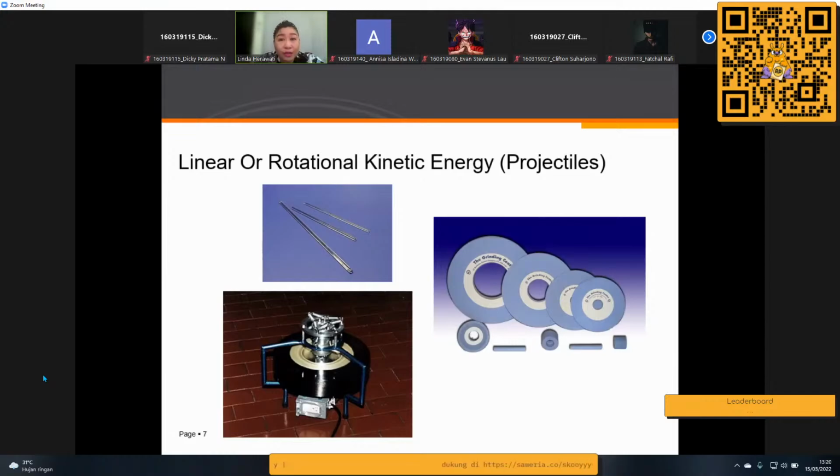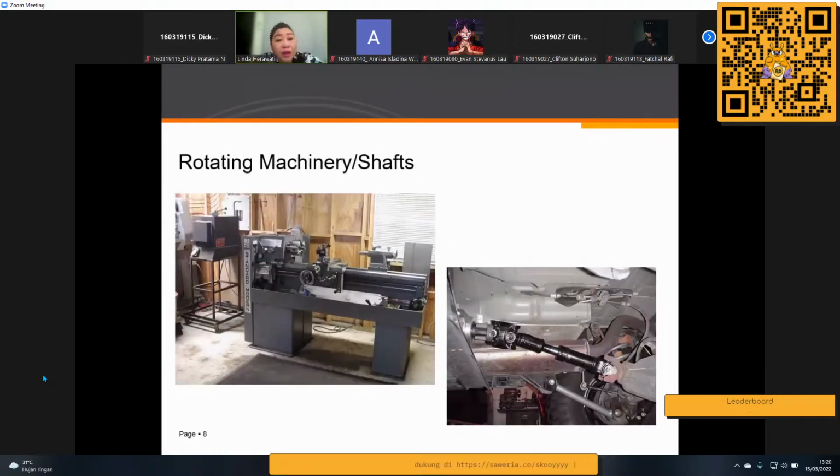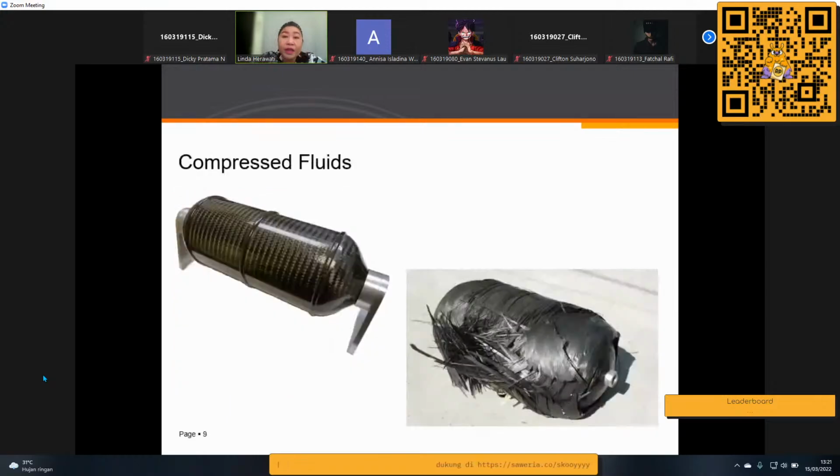Okay. And also we have to be careful about the rotating machinery shaft. The shaft can make injury, not only from the rotating process, but also from the punch from the shaft. We have to be careful about this when you work with this machine.